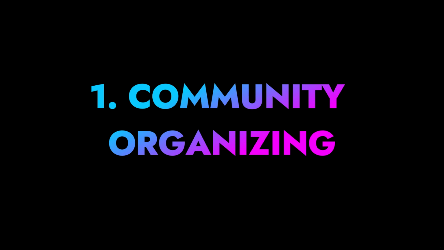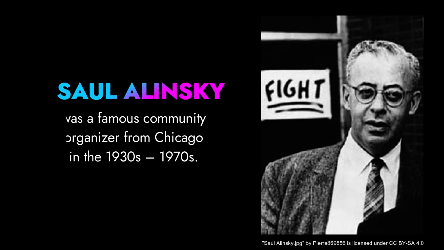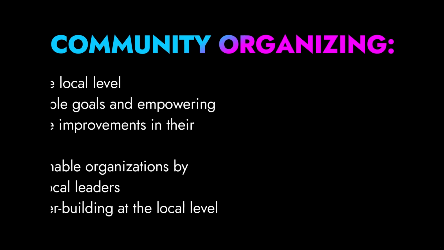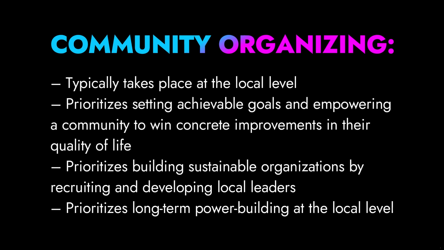So again, some people also call this the Alinsky School of Organizing after Saul Alinsky, who is a famous organizer from Chicago who was active in the 1930s to the 1970s. This is also sometimes called structure-based organizing. Typically, community organizing takes place at the local level, so within a neighborhood, a city, or a county, and it addresses local issues or the effects of national issues at the local level. So community organizing prioritizes setting achievable goals and empowering members of a community to work together to win concrete improvements in their quality of life.